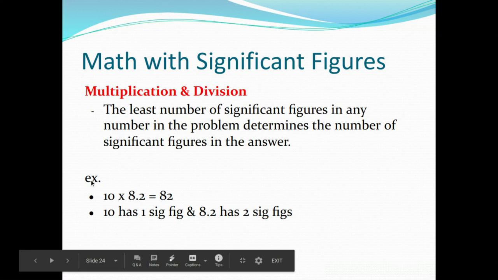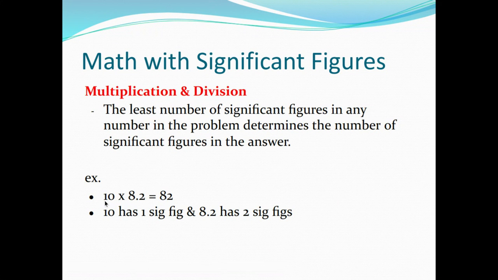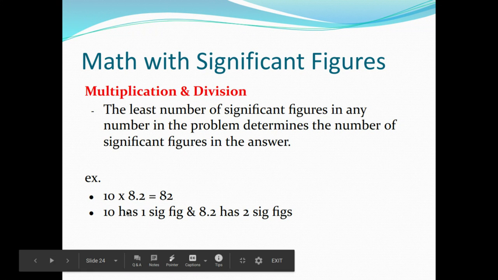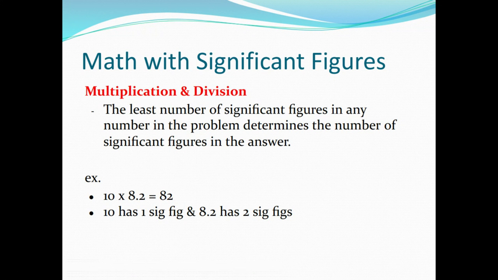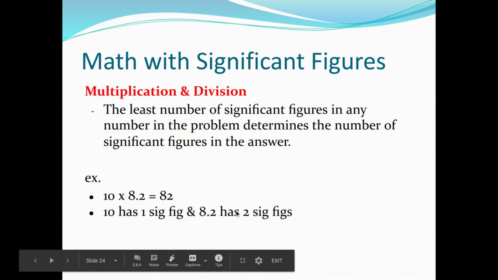10 has one sig fig because I have a non-zero digit. I have a trailing 0 with no decimal, so that does not count. So 10 has one sig fig. 8.2 has two sig figs because 8 and 2 are both non-zero integers, which means that I count them both. So which one of these has the least? 10. My answer can only have one sig fig.